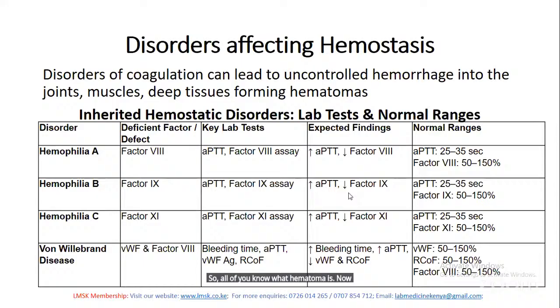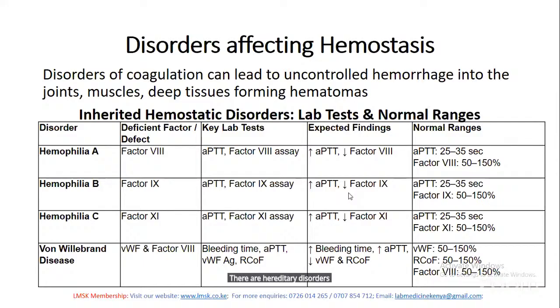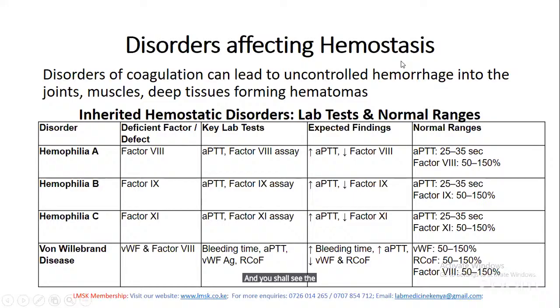Now, coagulation disorders are broadly classified into two. There are hereditary disorders and there are acquired disorders. The hereditary disorders are those that we obtain from our parents through gene transmission, and acquired are the ones that we encounter as we develop and grow in our lives. Now, the hereditary disorders include hemophilia A, hemophilia B, hemophilia C, von Willebrand disease, and you shall see the others on the next slide. So let's discuss hemophilia A.